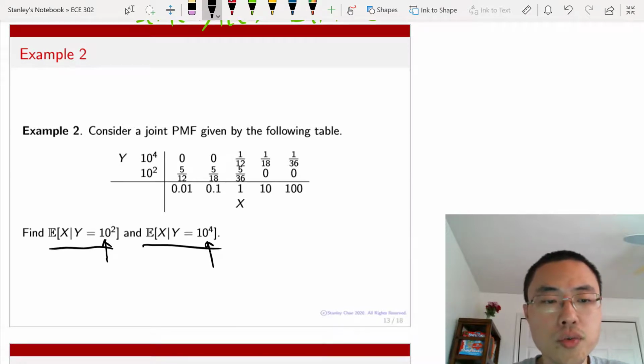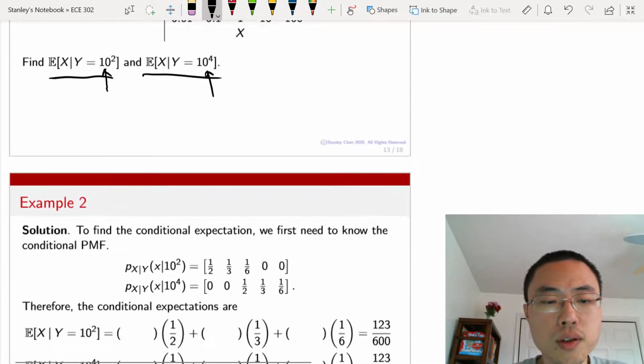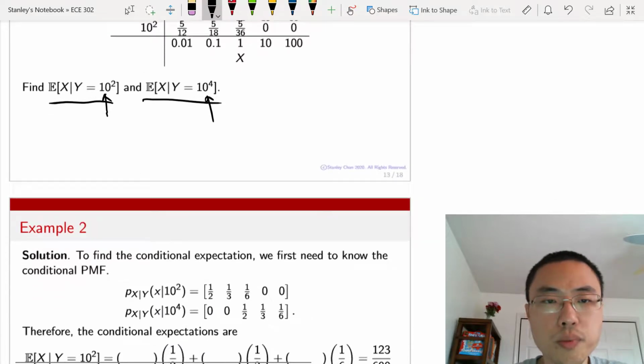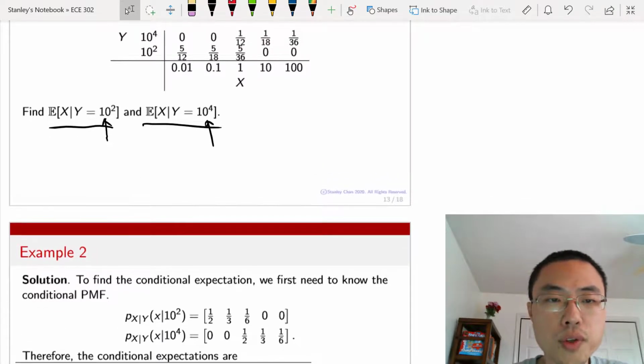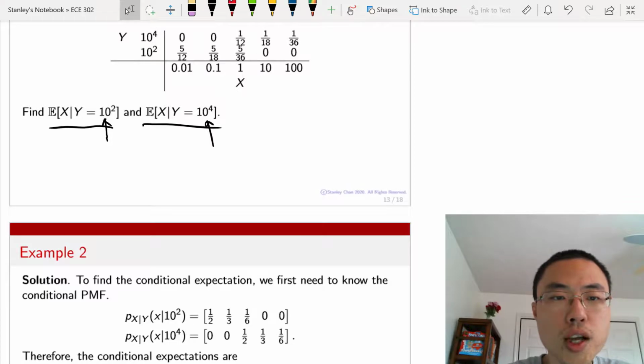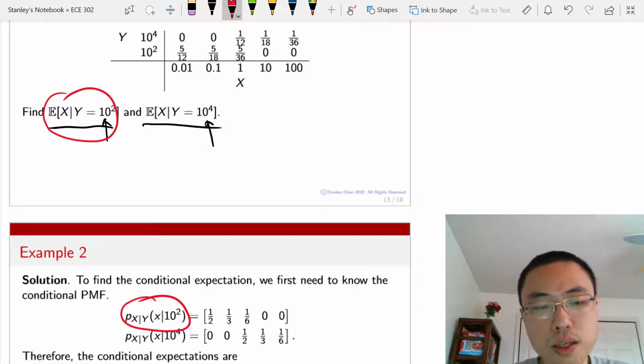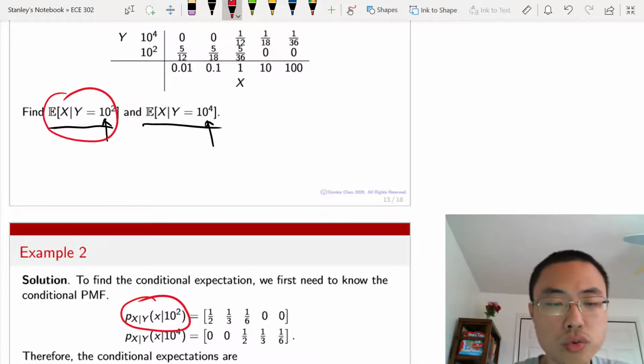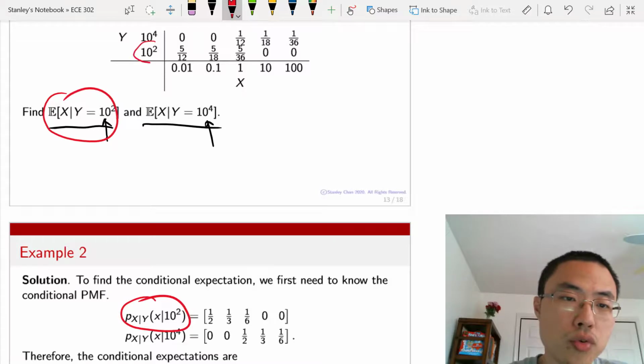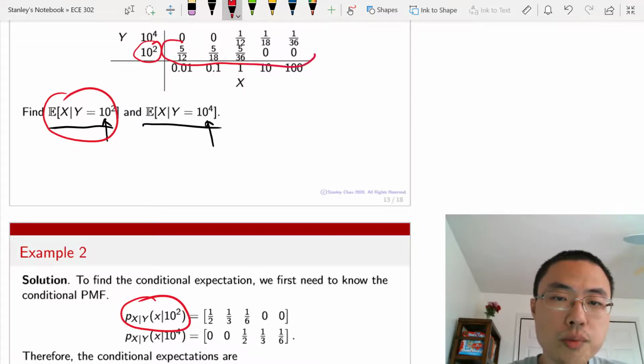Okay, so how are we going to solve this problem? Well, the first thing we need to do is come up with the conditional PDFs. The conditional PDF for this case is given by this notation, p_{X|Y} given that y equals 10 to the power 2. So here you have 10 to the power 2, and then you have all these numbers.